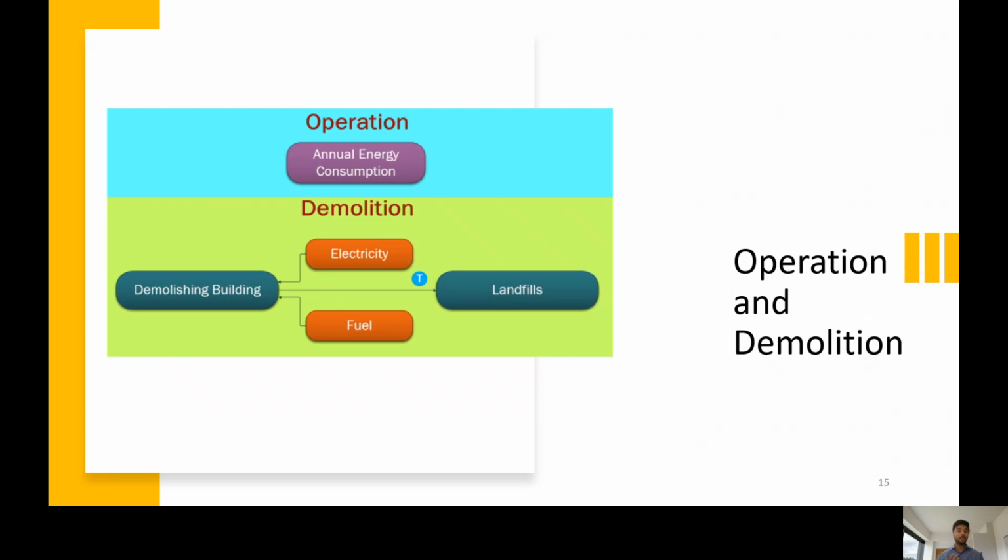Moving ahead to the last two phases, operation and demolition. For operation, annual energy consumption was calculated for both the building systems, and for demolition, demolishing the precast and cast-in-place building components and transferring them to the landfills was considered as part of the scope of study, phase two of the project. Now, all this framework developed can be applied to all these four phases in a very comprehensive manner.